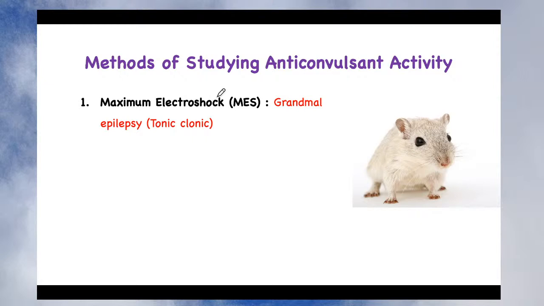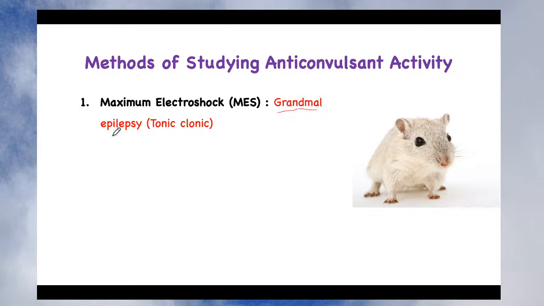So you can apply your electrode at the area of the brain or part of the body which can produce a hypersynchronous discharge of the cortical neurons, isn't it? That is called the maximum electroshock method. You are giving the electrical current to the extent where animals show convulsion or symptoms of seizures. If any drug is active against maximum electroshock induced convulsion, then that drug is effective for the treatment of grand mal epilepsy.